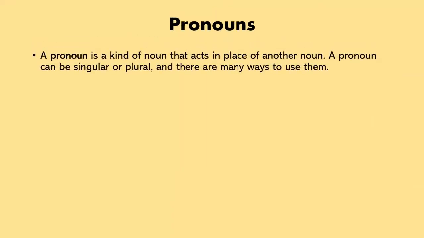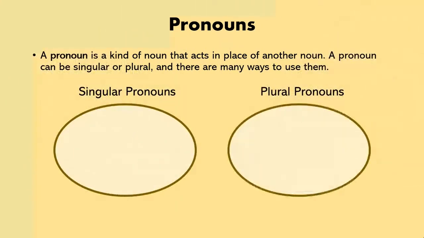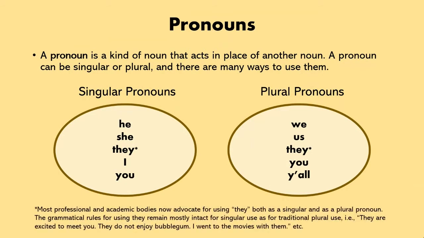Pronouns are another part of speech. Pronouns are a kind of noun that acts in place of another noun. There are two types of pronouns, singular and plural. Singular pronouns include he, she, they, I, and you, whereas plural pronouns include we, us, they, you, and y'all. Notice how singular pronouns only describe one person, while plural pronouns describe multiple people. Note that many professional and academic sources are now advocating for the use of they as both a singular and plural pronoun.